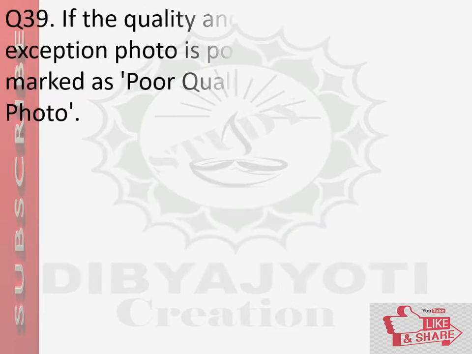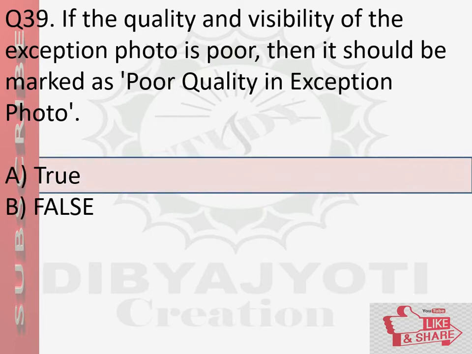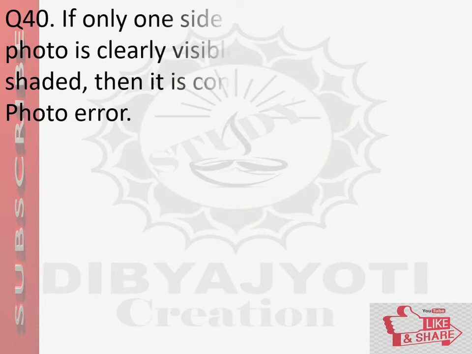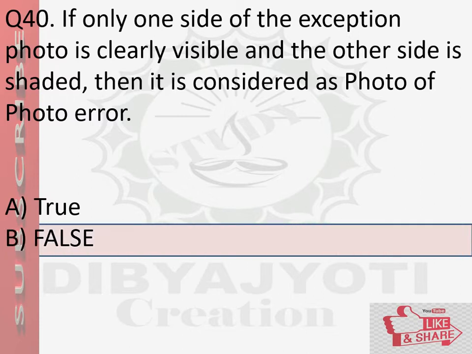Then next, if the quality and visibility of the exception photo is poor, then it should be marked as poor quality in exception photo. Options are option A true, option B false, and answer is option A true. Then next, if only one side of the exception photo is clearly visible and the other side is shaded, then it is considered as photo of photo error. Options true or false, and answer is option B, false.